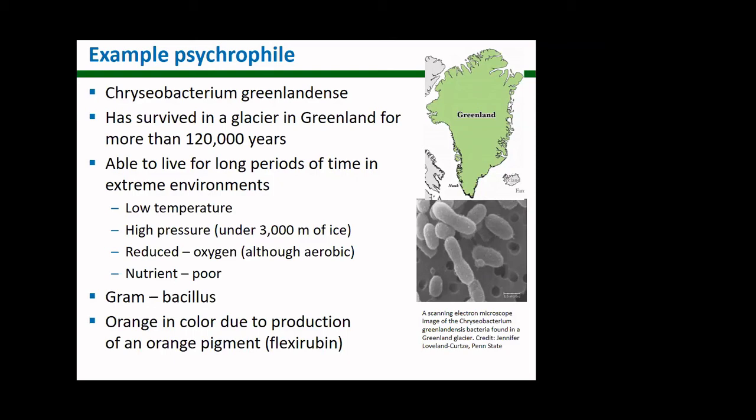It's able to live for long periods of time in a very extreme environment, very low temperature, very high pressure. They've got the weight of 3,000 meters of ice on top of them. They live in a very low oxygen environment, in a very nutrient poor environment. They're a gram-negative bacillus bacteria, and they actually are orange in color due to production of an orange pigment that they make. So pretty cool.